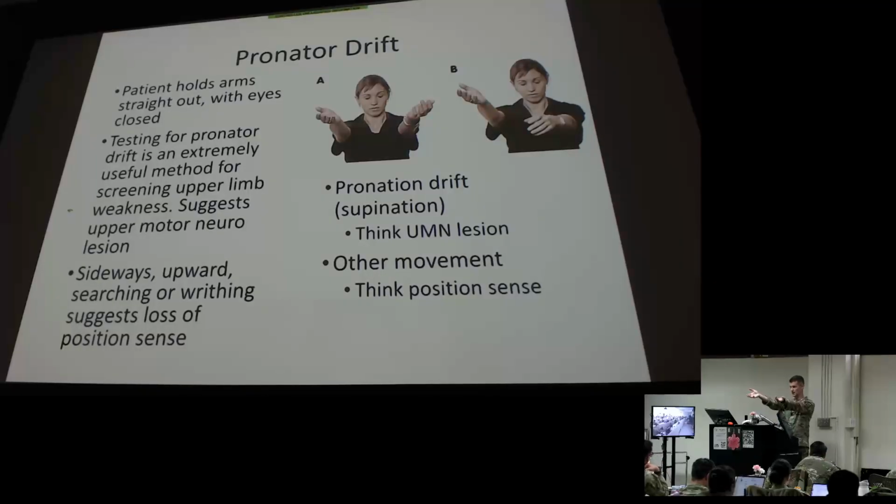So we're pronating and then we supinate. We pull up the bowl of soup, drop it over. Other things we can see, I've seen it described several times, is you kind of tap their hands and see if they can find that original position sense. If we have that pronator drift, I'm thinking upper motor neuron. But if I see other movement, like their arms are kind of doing crazy things where I lose position sense, think more position sensing things, think more cerebellar.